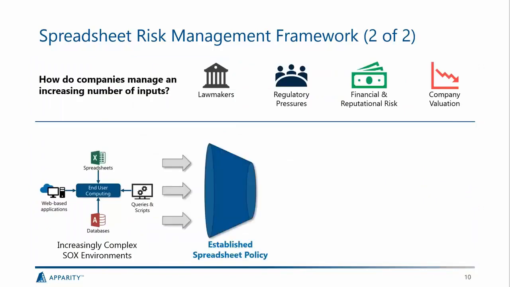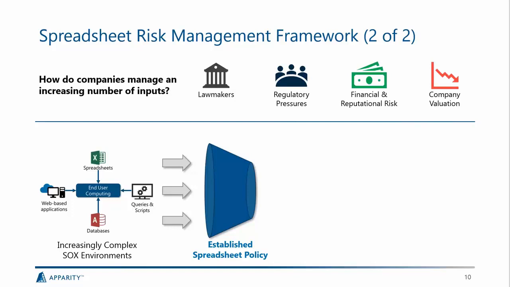So we've talked a bit about a policy and the main components of it. It's important to remember that your policy is going to shift as new regulations come and go. So we have both internal and external pressure. So you have lawmakers, new regulations coming out. You have internal audit, who's very much worried about the risk that this brings to the business. And you also have increasingly complex SOX environments.